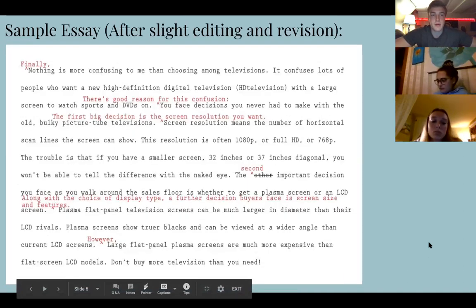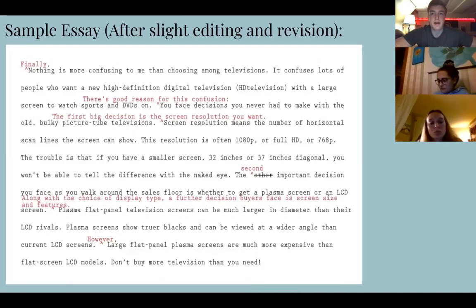Here's that same sample essay after slight editing and revision. Notice some phrases added and a few words taken away, and the usage of better transition words.